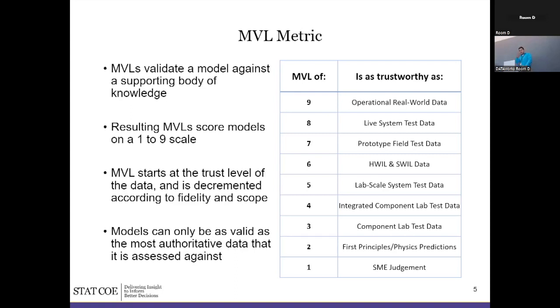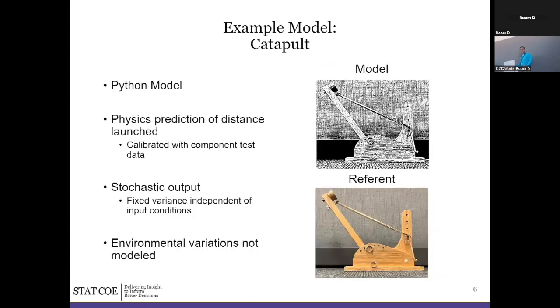So as you can see from the table on the right, our MVL score is on a 1 to 9 scale. Ultimately, when you get your score, it'll be comparable to the way that we are rating the data types here. So for interpretability, if you had a model validation level of, say, 7.5, you would understand that your model is about as trustworthy as prototype field test data or live system test data, or somewhere in the interim between those. And I already made statements about these last two, so I want to step forward.